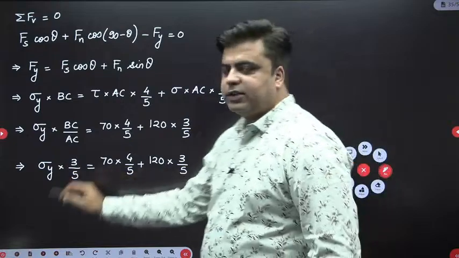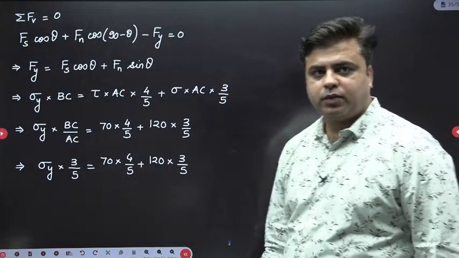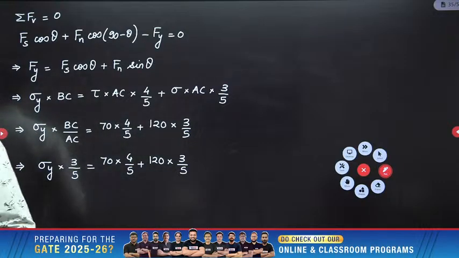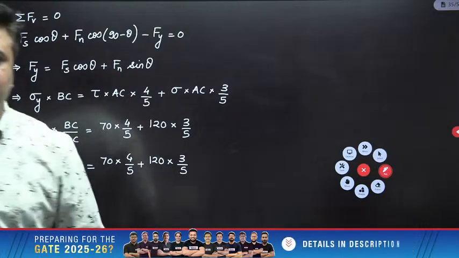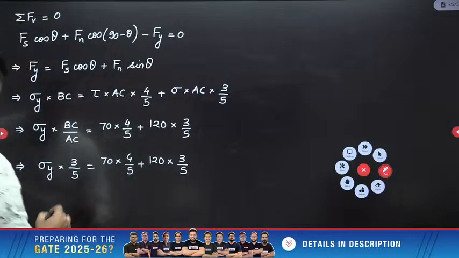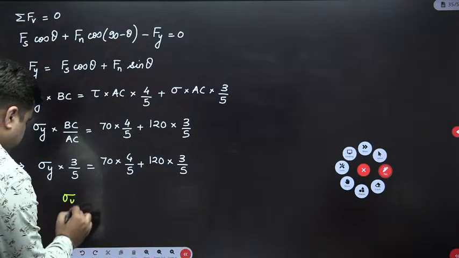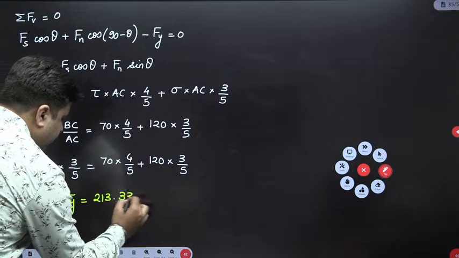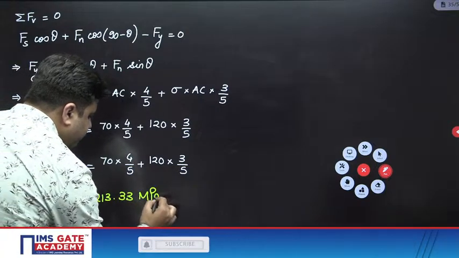Please tell me the value of sigma y from here. It is 213.33. So sigma y is 213.33 megapascal. Okay, sir.